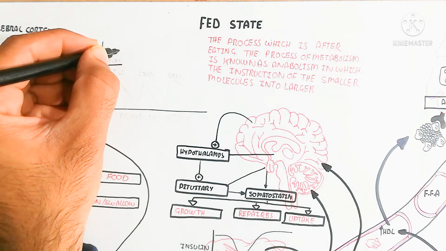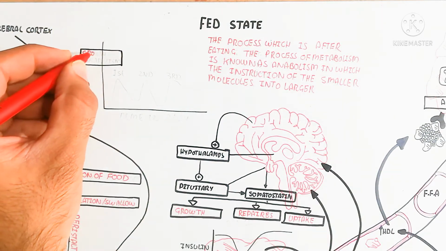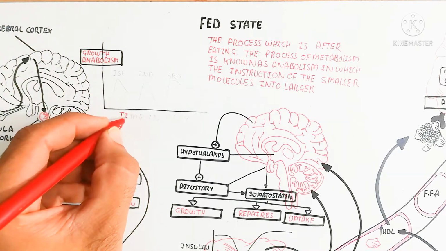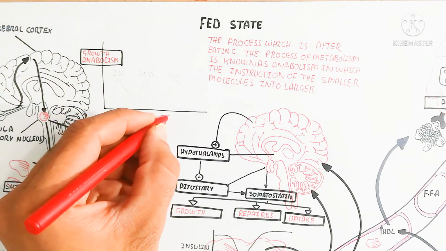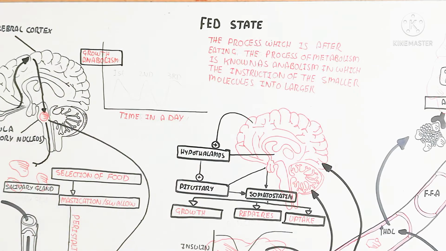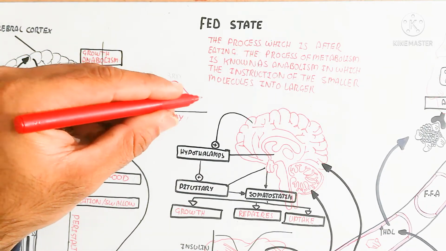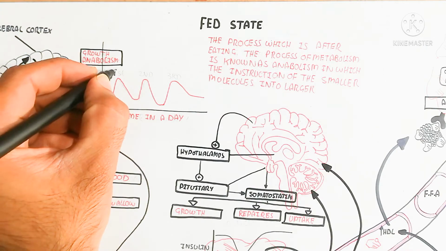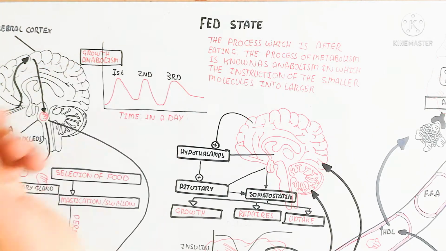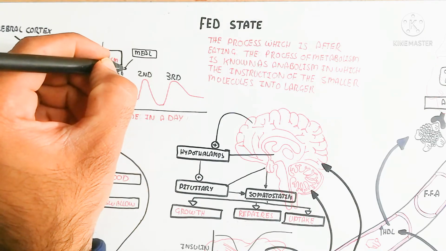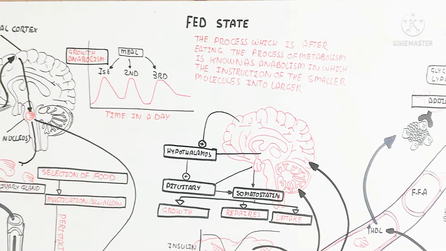On the other hand, throughout the day when we eat breakfast, lunch, and dinner, each spike produces more insulin for the absorption of the glucose. So in this way you can see in this diagram. So the growth and anabolism will occur with each and every meal. So that was the important thing.